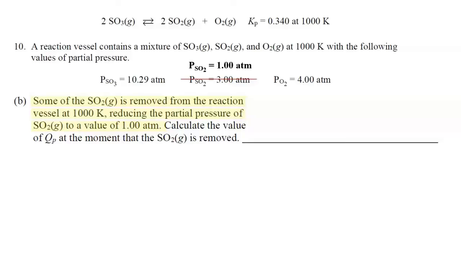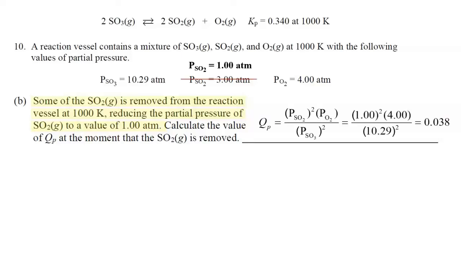You can kind of think of this before you do the math. They're taking away some of the SO2. Because it's products over reactants, one of the numbers in the numerator of this expression has been decreased to a smaller value. So that should cause Q to become less than K.